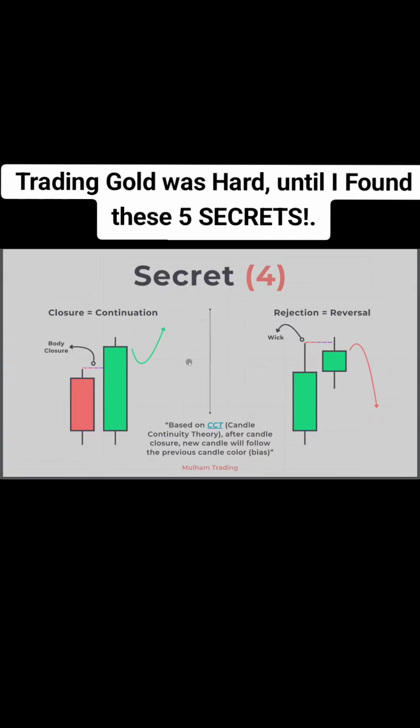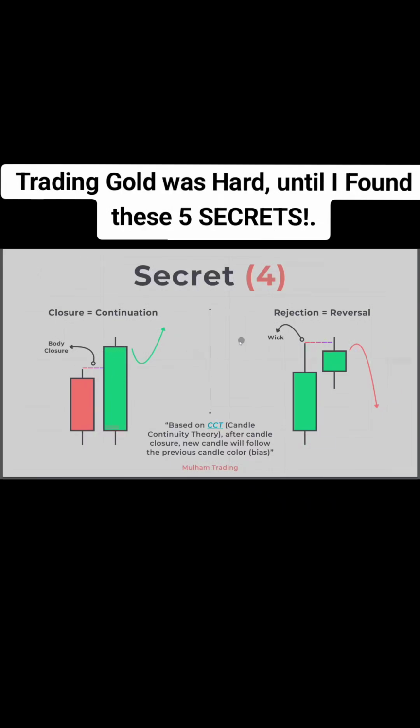But the rule says that we have a body closure above or below the previous candle. That means a continuation. We closed above this previous candle. That means we're continuing to the upside on the next candle. And we are going upside as long as we are closing above the previous candle, and we're not in a key level. We are still looking for continuation. We are still looking for a trend to the upside in this case.